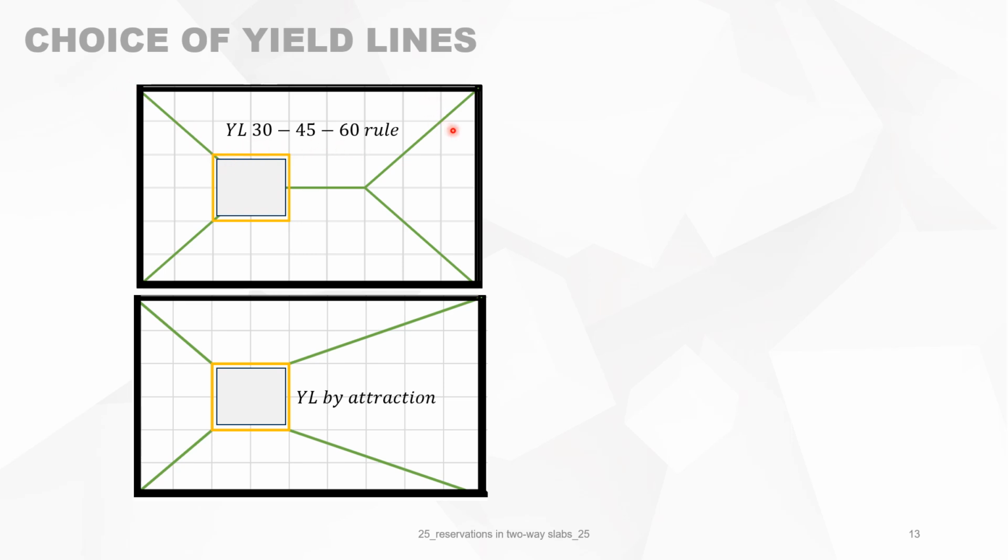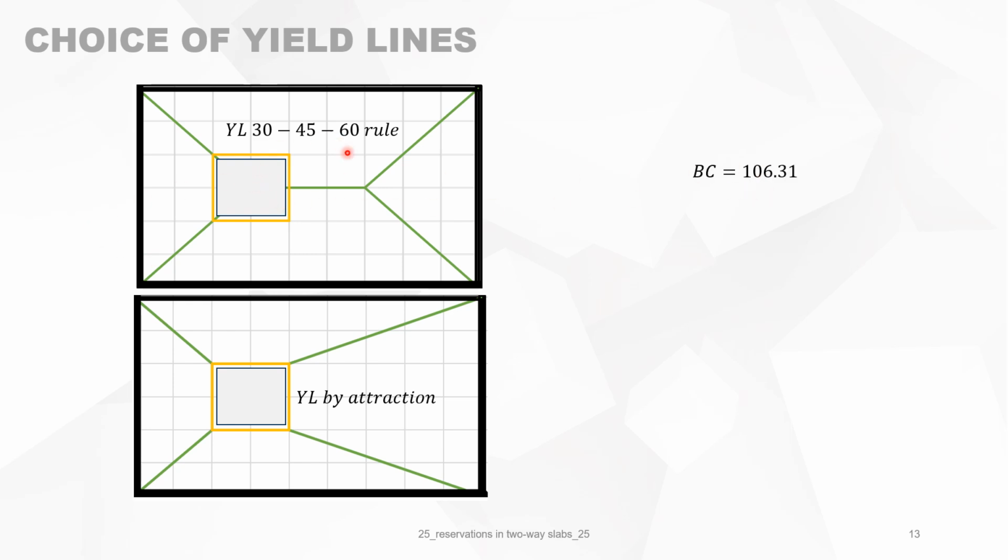So it means that because this is a fixed support, this is 45 degrees. Everything is 45 degrees. It comes here, and then there is the reservation. Or we use attracting yield lines. It means the corner attracts the yield line, like that. It gives a realistic view of yield lines. So which one could we choose?